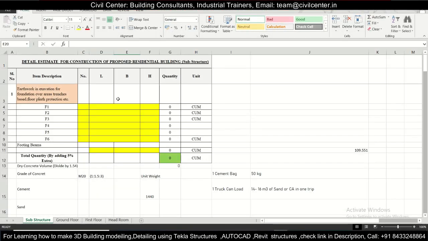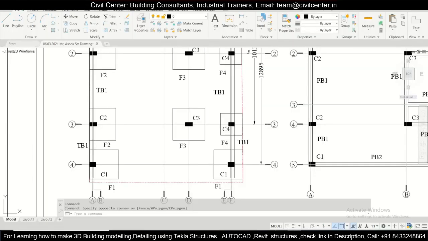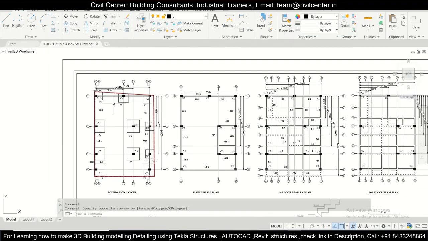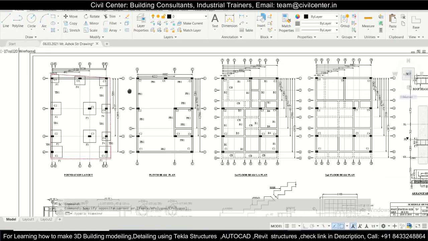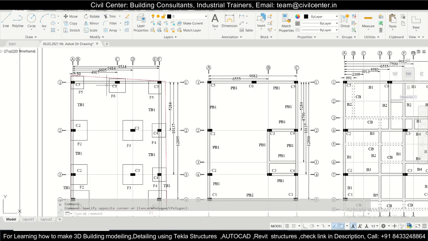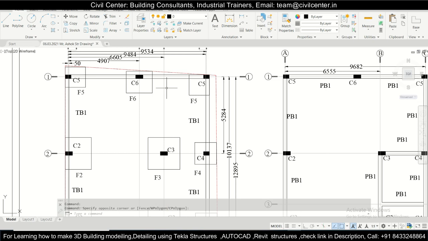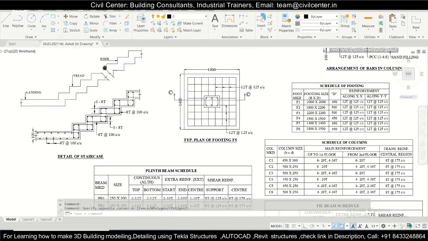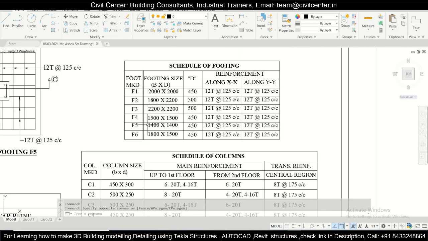We have prepared a simple Excel sheet just to begin with for this video, and we have the structural drawing, and I'll explain how you can create this sheet and calculate the footings. First of all, we have to look at this footing layout, because these footings will be cast. What are the types of footings which you have? If you look into our footing schedule, we have 6 types of footings.